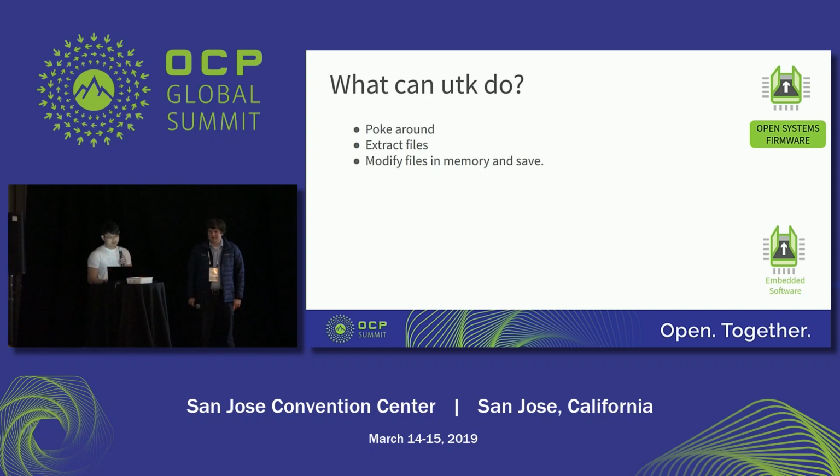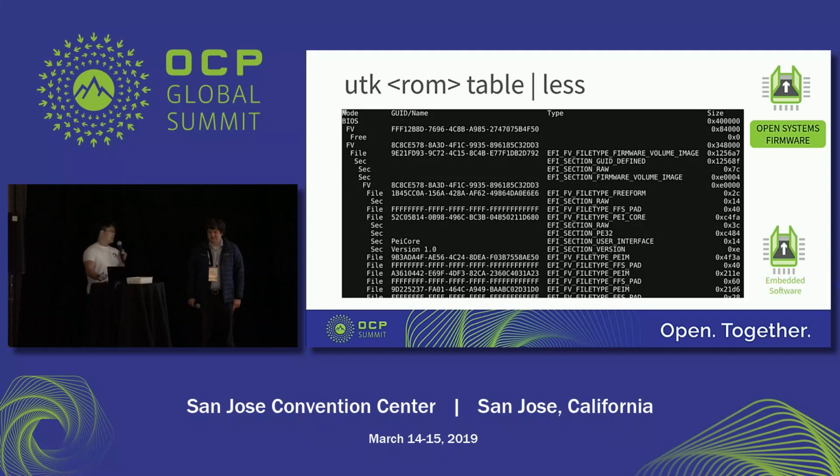So let's start with the first one. This looks like a lot of stuff. I'm going to go through it. But basically, you say UTK BIOS image and table, right? And we pipe it to less, but you could pipe it to any file that you wanted. And it shows you, first you have a couple of firmware volumes. In OVMF, the PEI is arranged at the top for some reason. And you can see the different files. And as Ryan talked about here, this is the nested firmware volume image. The GUID defined here is the compressed section.